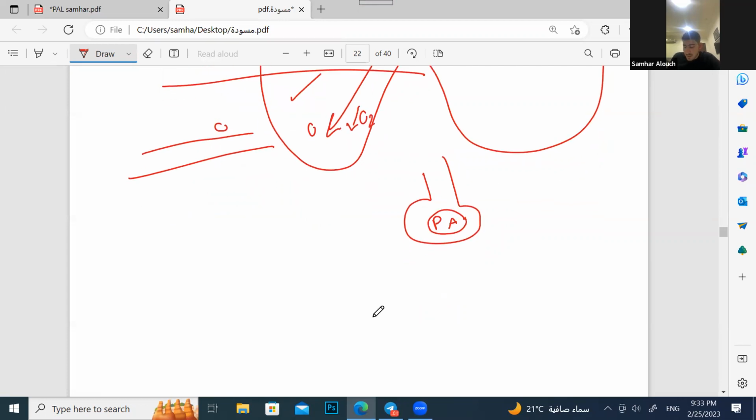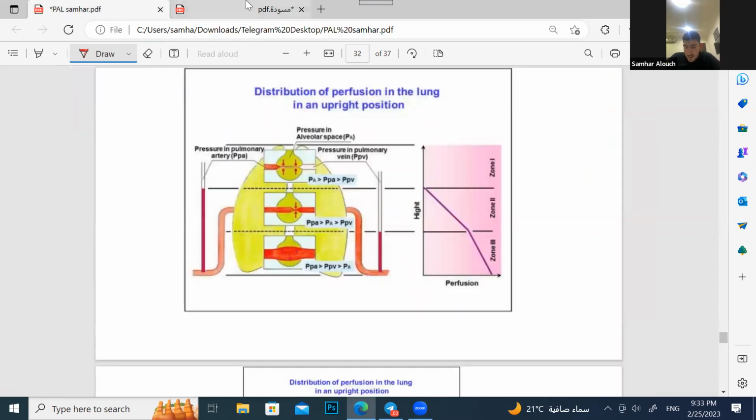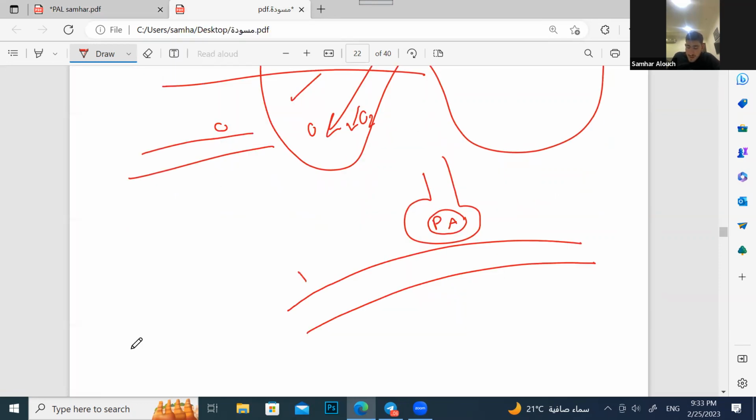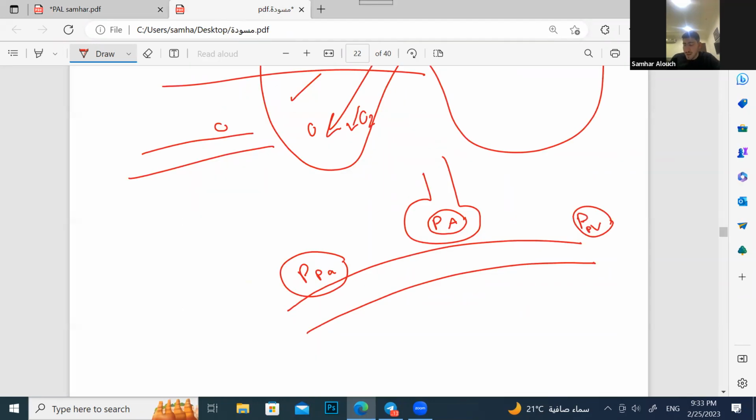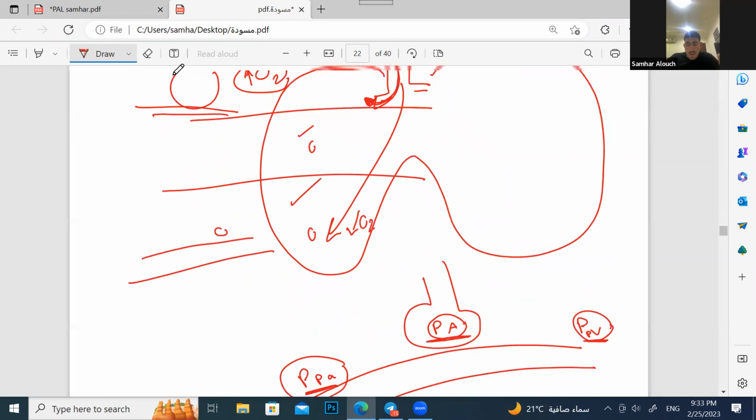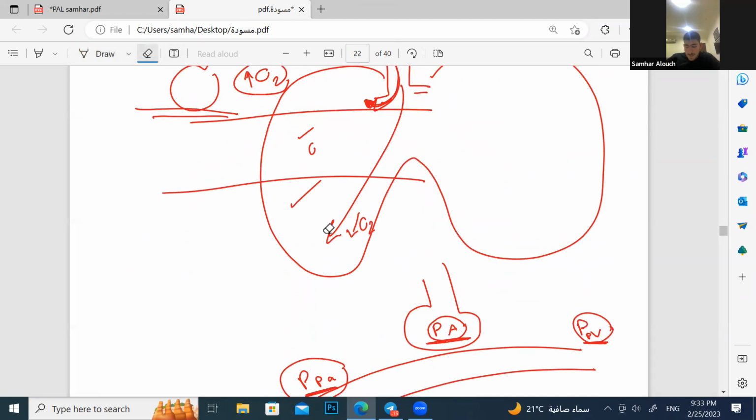We have a blood vessel entering a capillary, let's say. At the beginning of it, it's coming from an artery, so we call it PPA, the pressure of the pulmonary artery. And finally, at the end, we have the venous side of the capillary, actually PPV, the pulmonary vein. Now I have the pressure of the alveoli, the pressure of the pulmonary artery, and the pressure of the pulmonary vein. It's easy.